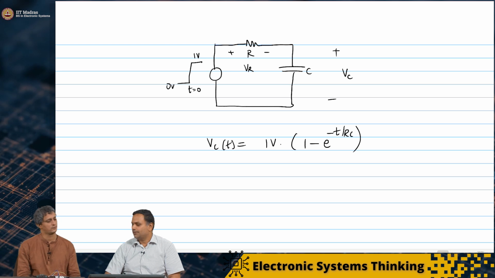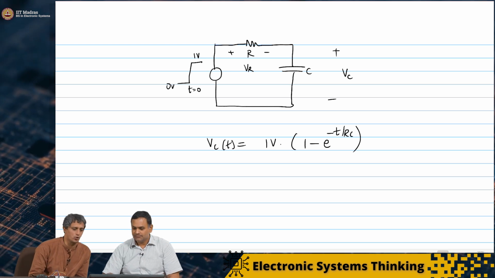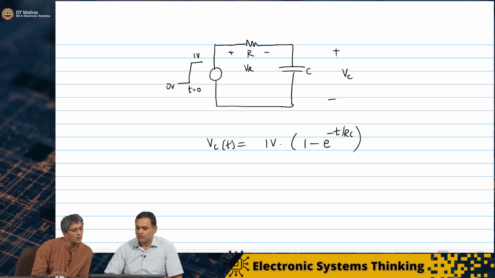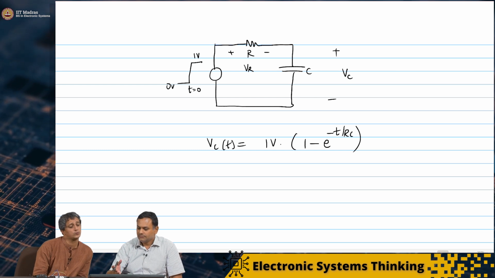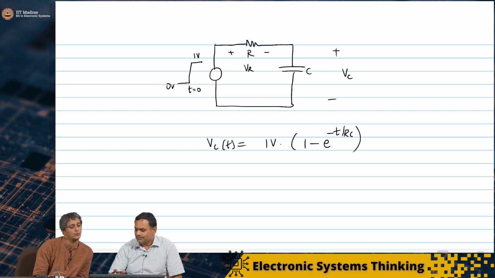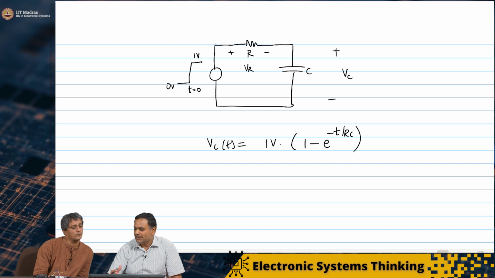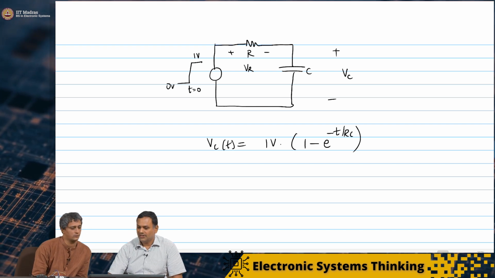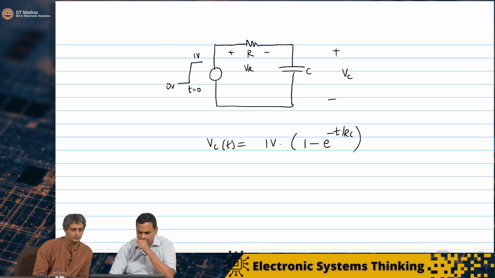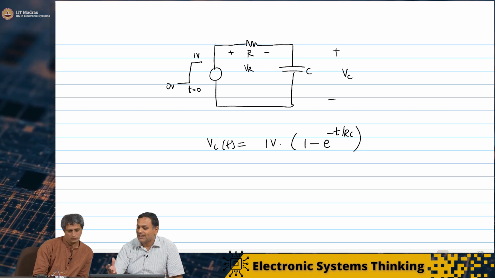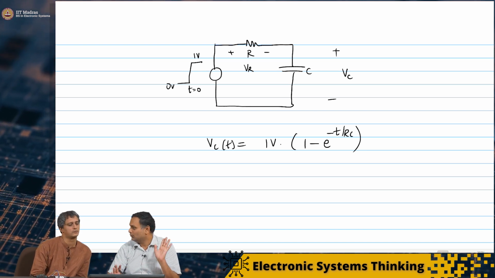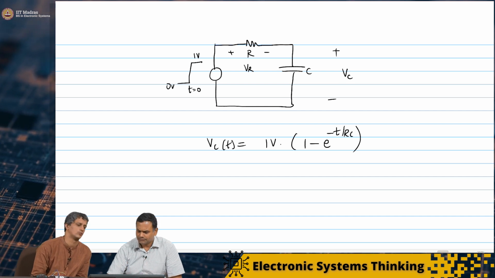I think this was the equation we derived, the asymptotic charge. So what happens is that initially the voltage across the capacitor is 0. It is completely discharged, and over time it charges to this 1 volt input.